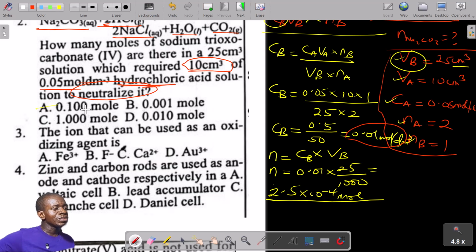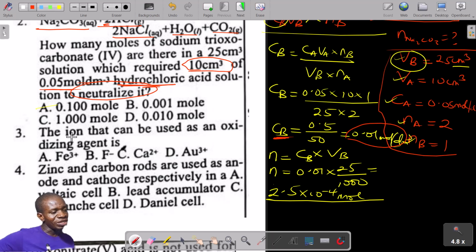If you go by what we have here, this is your Cb. You got your Cb as 0.01 mole per dm³, which means 0.01 mole per 1000 cm³. But they were asking you to get the number of moles of sodium carbonate in 25 cm³, not 1000 cm³. So for us to get it in 25 cm³, we say 0.01 times the volume we're given, that is 25 cm³, which is 0.025 dm³, and we get this answer as the correct option.